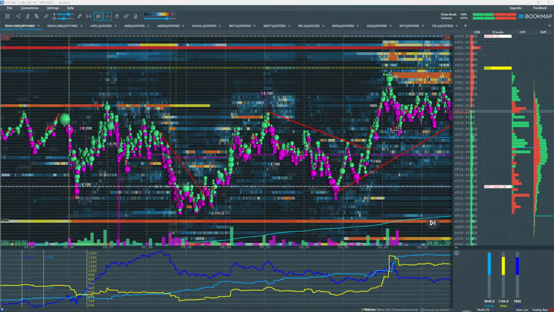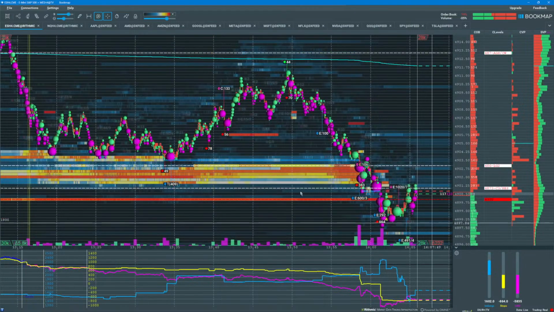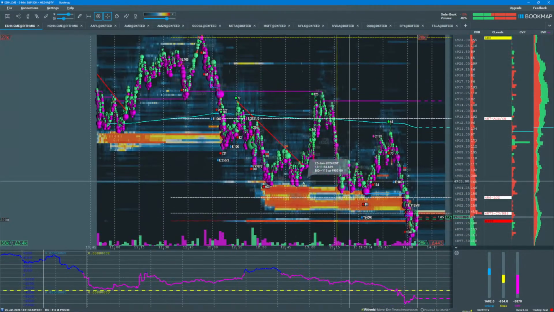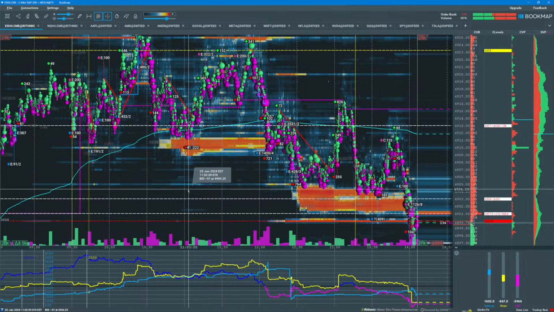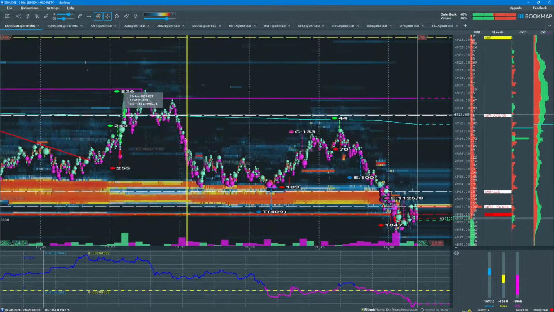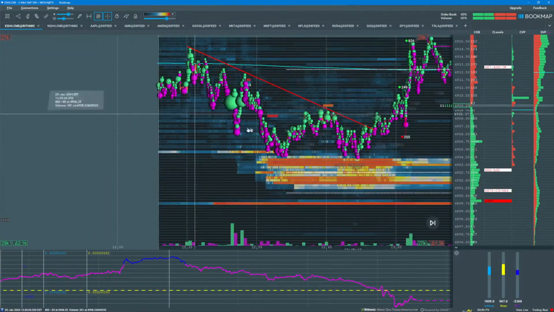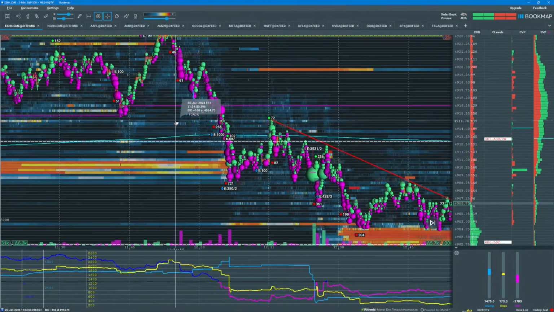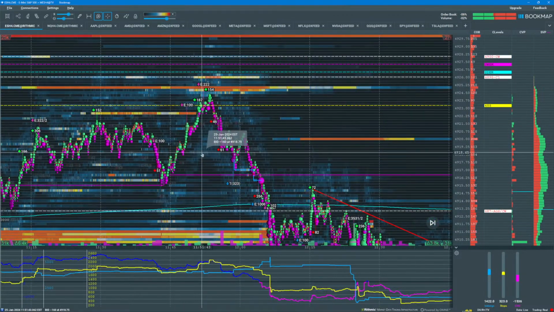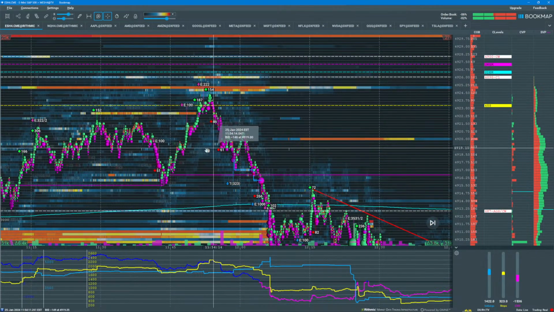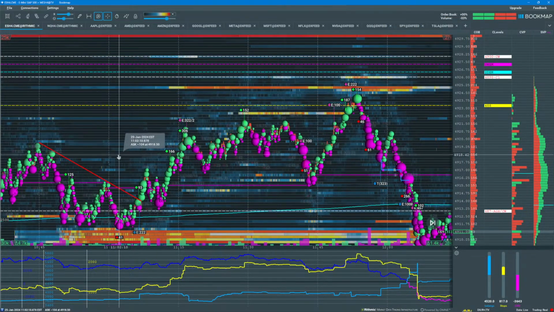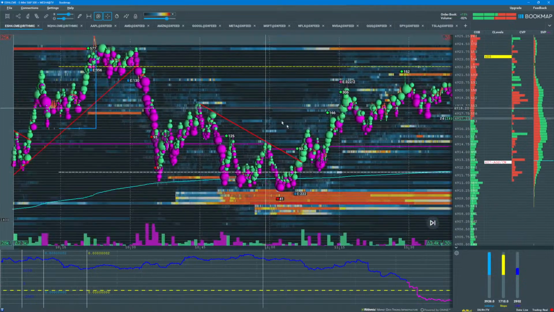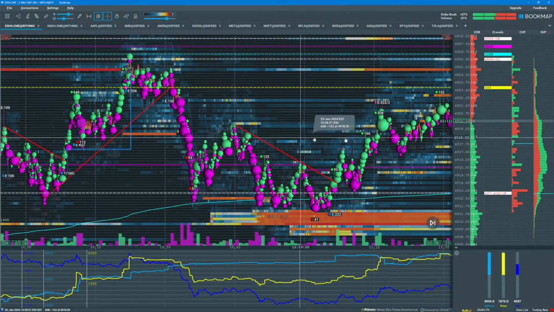All right, let's zoom out. All right, so 2 long setups in the morning. And let's actually zoom back in. Then right at 10:30, there was a nice short setup. Sorry about this. Trend break at 488.